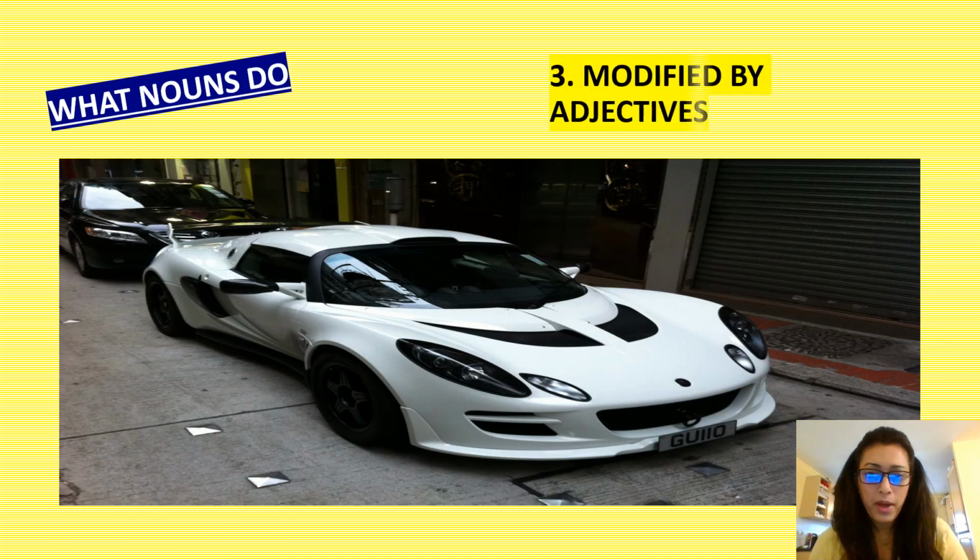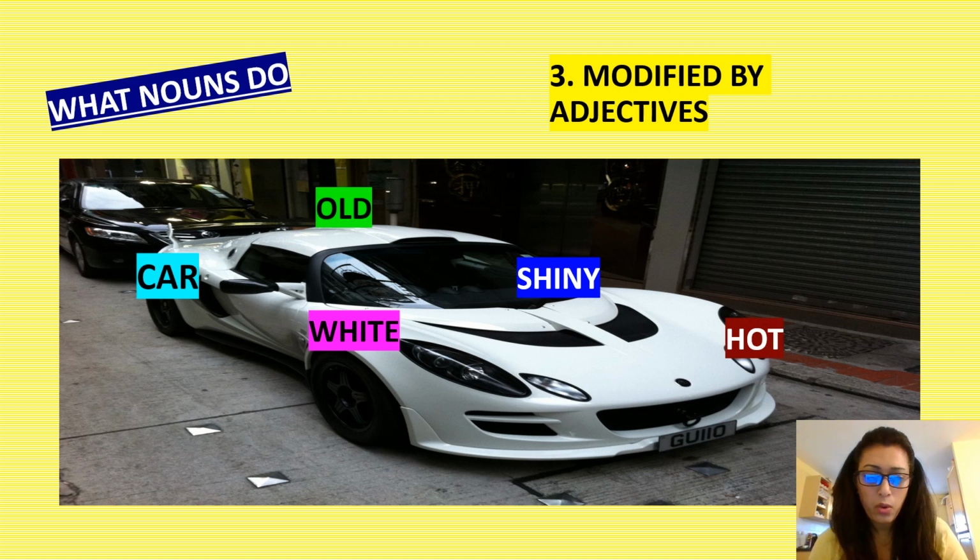Nouns get modified by adjectives. If a word is described by an adjective, it's probably a noun. For example, car is a noun. Now, a car can be described as old, white, shiny, hot, wonderful, which are all adjectives. Not all nouns are modified by adjectives, but any word that is described by an adjective will either be a noun or pronoun.